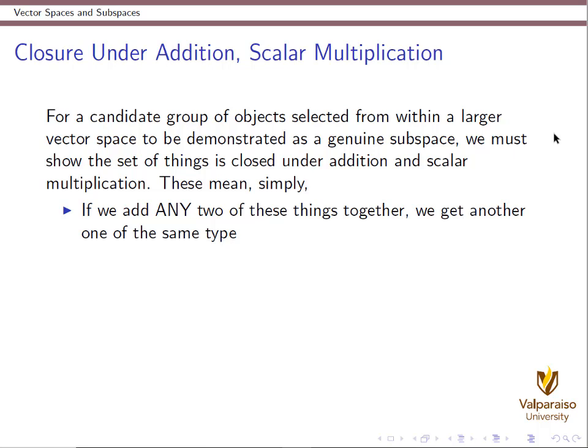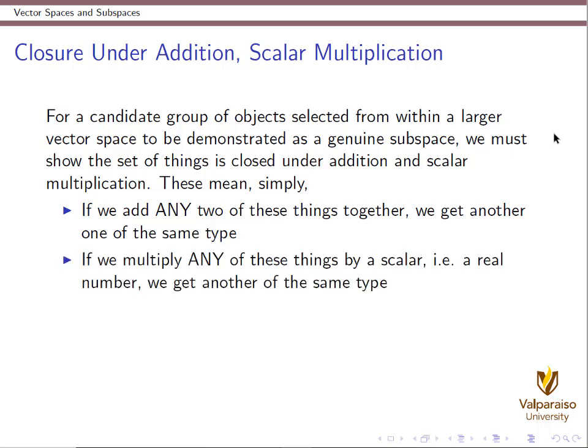So if we can take any 2 of the things in the set and add them together, do we get another one back? Or if we take a member of this special set and multiply it by a scalar, and remember a scalar is any real number, like the square root of 5 or 1 over pi or 6 or negative 12, whatever it is, are we guaranteed to generate another member of this very same set or not?